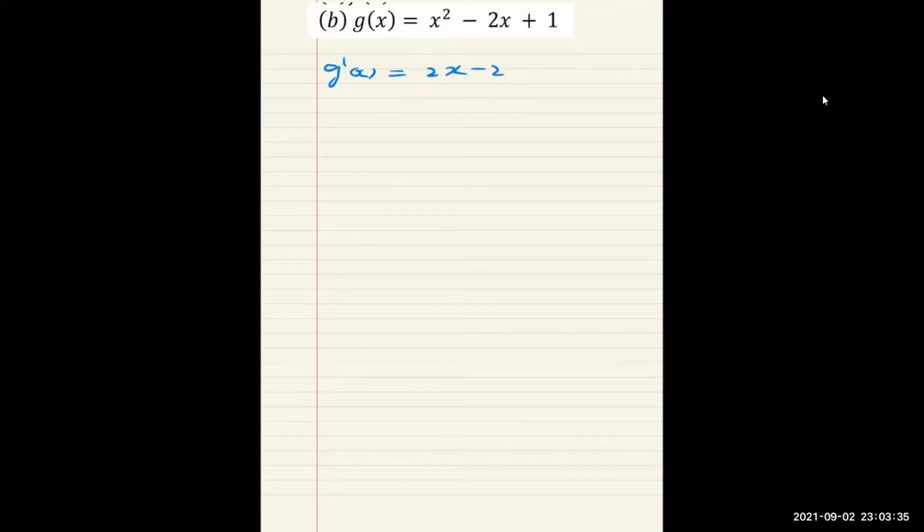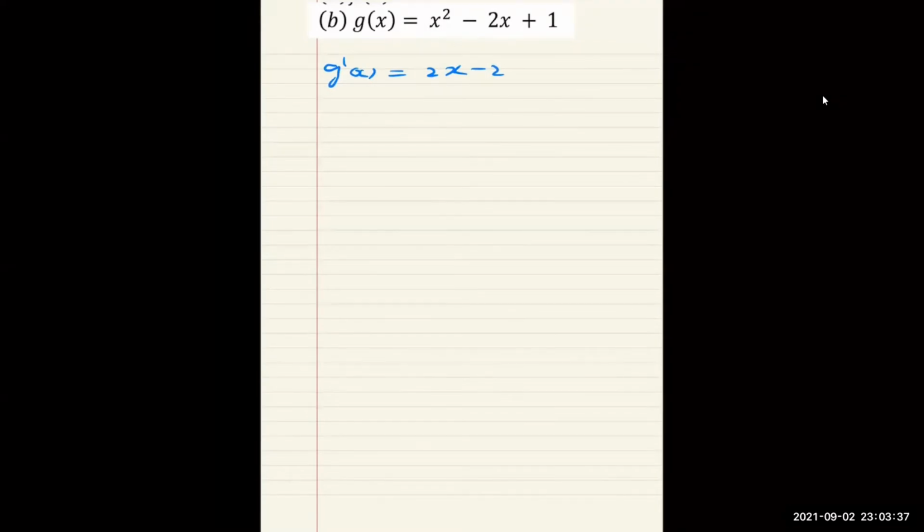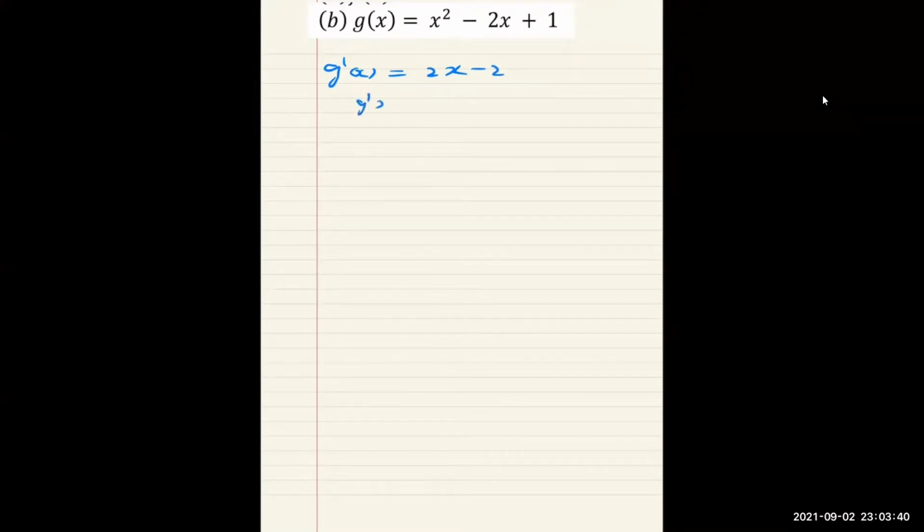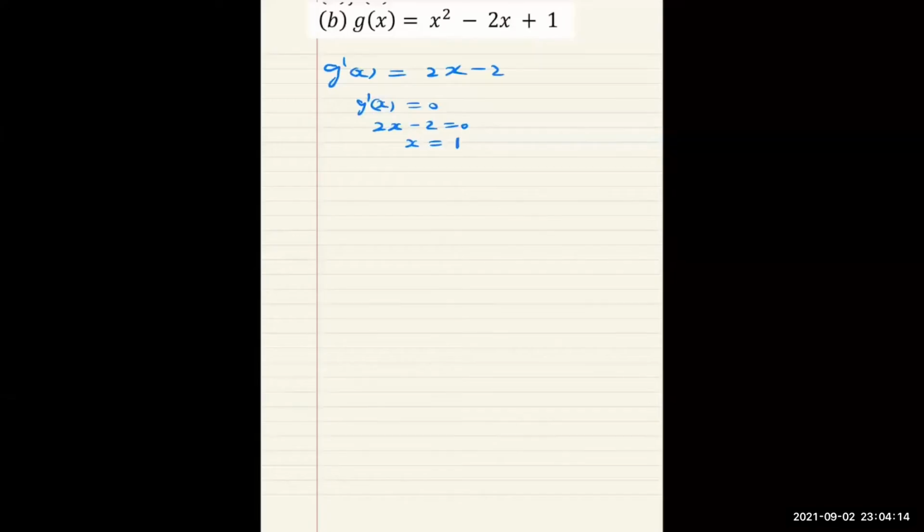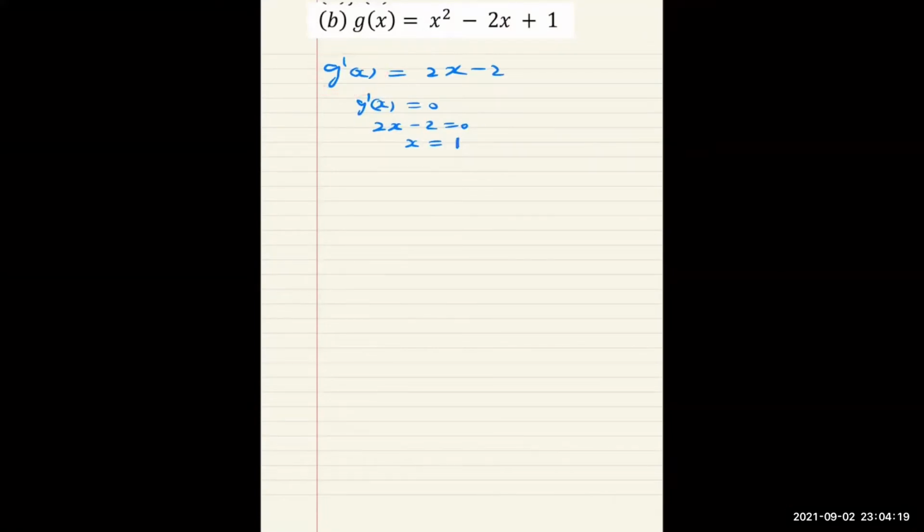So what I'm going to do is find the zeros of this derivative function. G prime of x is equal to 0. That gives 2x minus 2 is equal to 0. If you solve for x, you will get x is equal to 1. So x is equal to 1 is the only zero. So your function g prime of x can change sign only at x is equal to 1, if it does. All right.